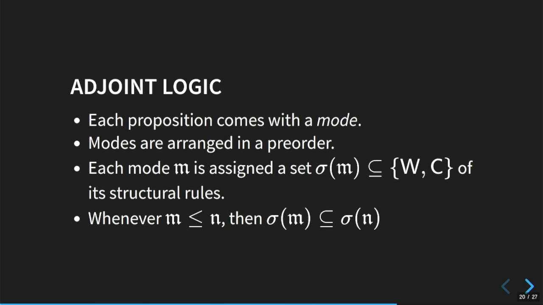So let's recap what adjoint logic is. In adjoint logic, each proposition comes with a so-called mode. Each mode has a set of structural rules which it admits. So it admits either weakening or doesn't admit weakening, it admits contraction or doesn't admit contraction. And the preorder that the modes are arranged in is compatible with this set of structural rules, in the sense that if one mode is bigger than the other, then its set of structural rules is also bigger than that.